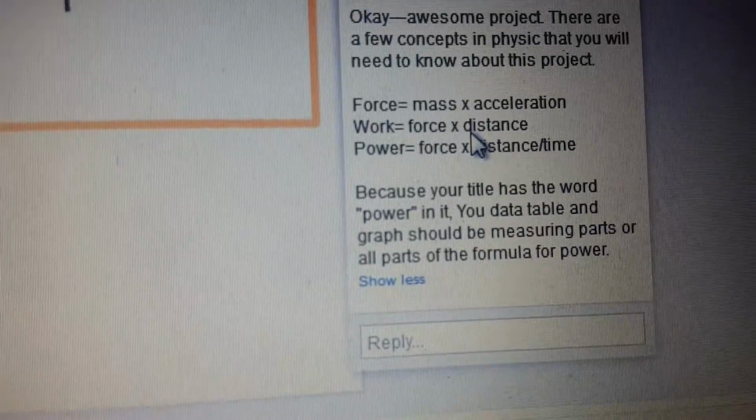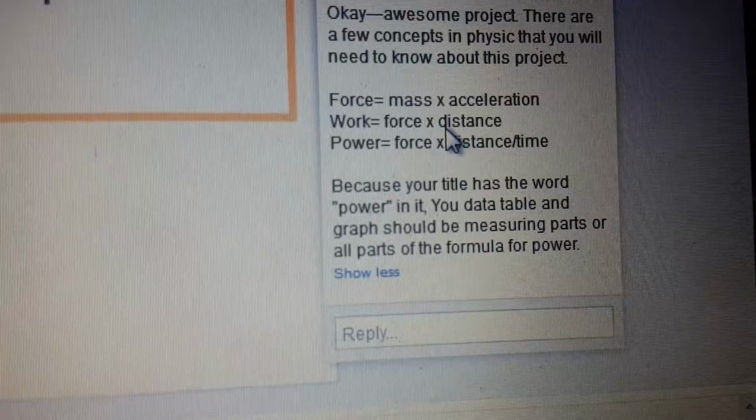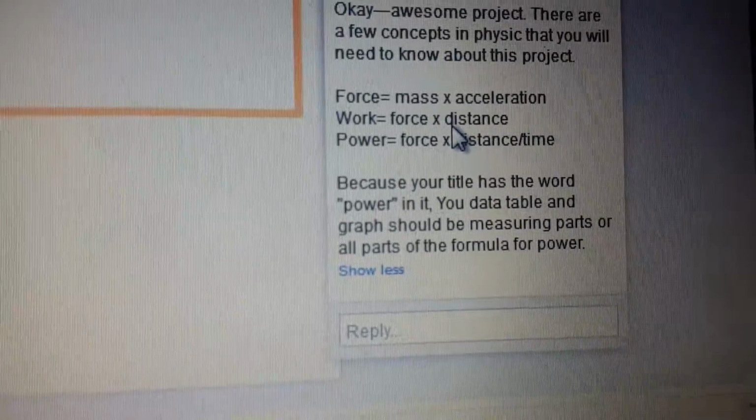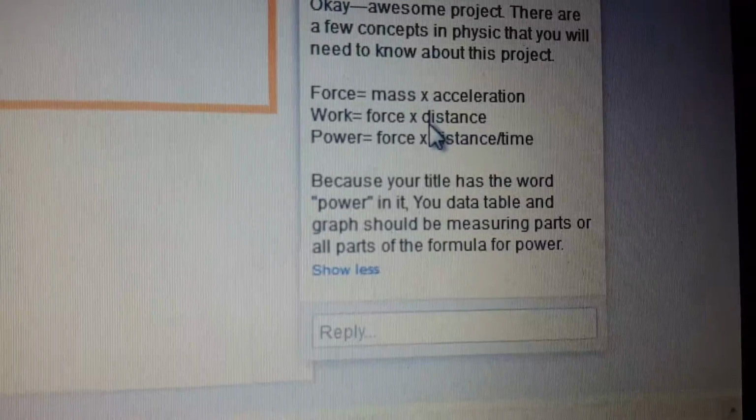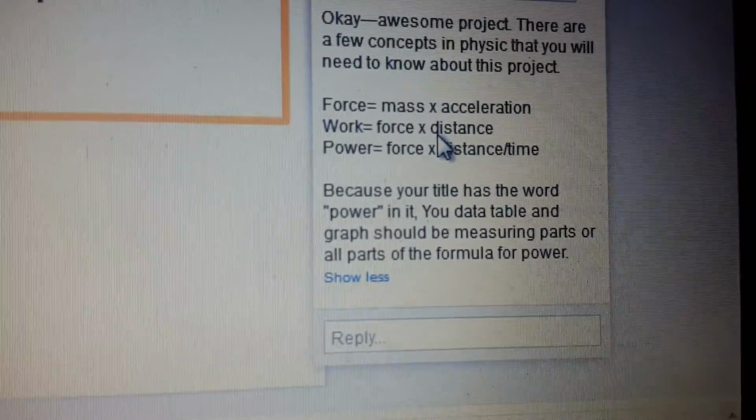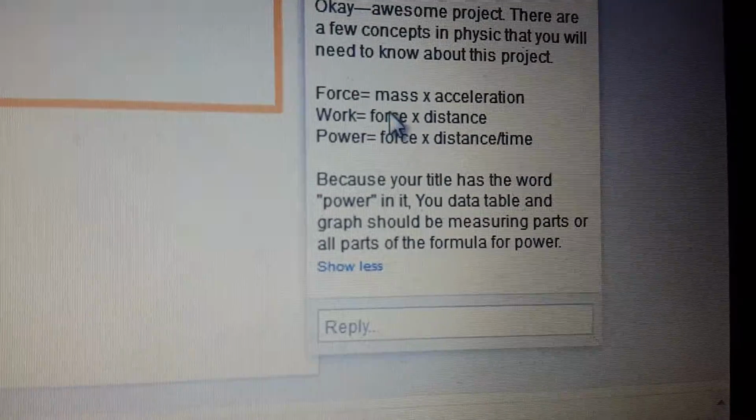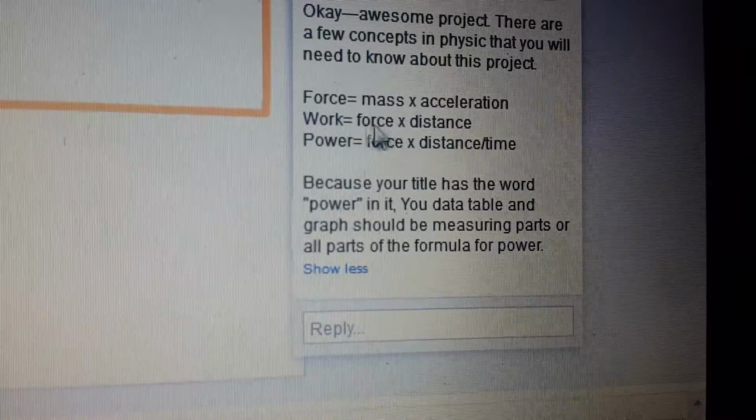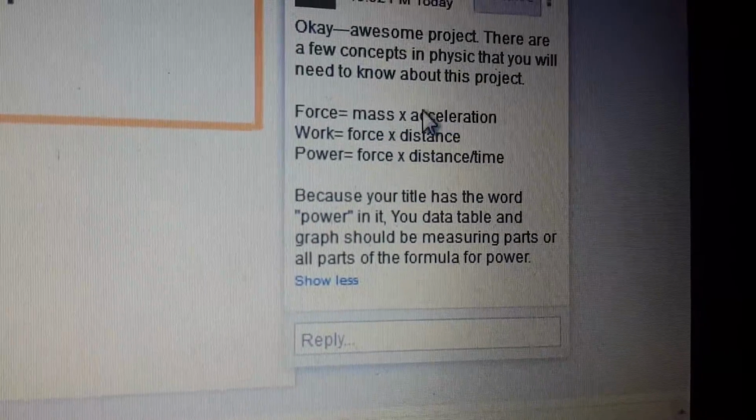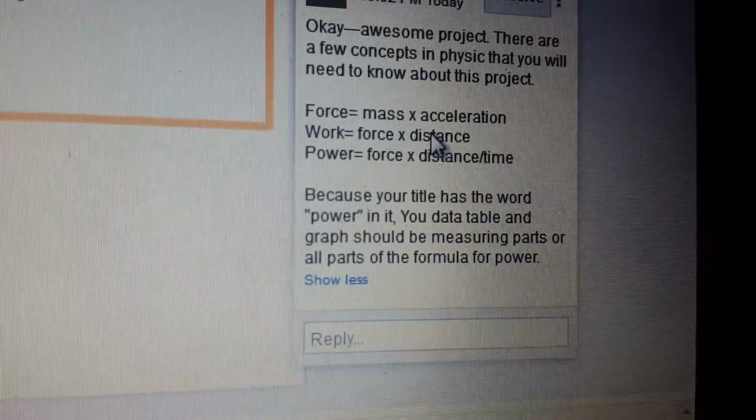Tomorrow when I see you, I'll show you what I mean about isolating a variable so that you can study it, so you can find out what it is before anybody could teach you what it is. And that's why people love math so much, because you can explore things without knowing what they are. So force is mass times acceleration. Work is force, which is mass times acceleration, times distance.